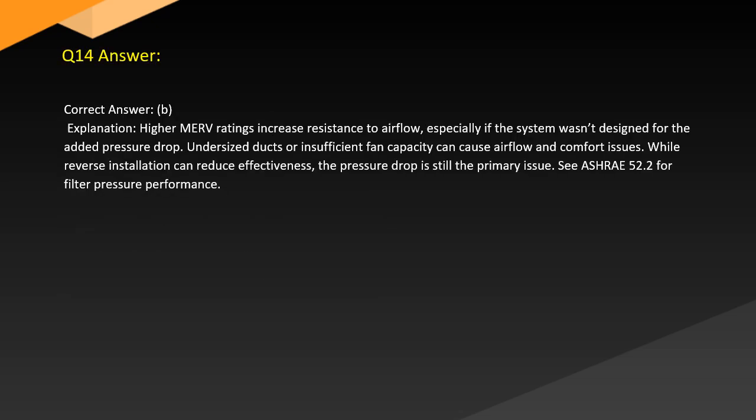Answer. Correct answer: B. Explanation. High MERV ratings increase resistance to airflow, especially if the system wasn't designed for the added pressure drop. Undersized ducts or insufficient fan capacity can cause airflow and comfort issues. While reverse installation can reduce effectiveness, the pressure drop is still the primary issue. See ASHRAE 52.2 for filter pressure performance.